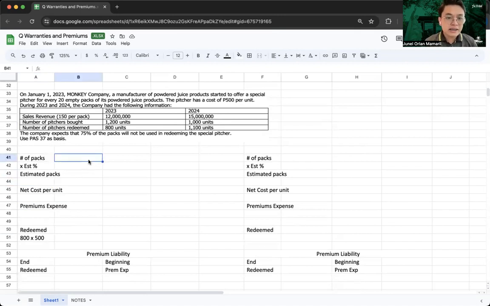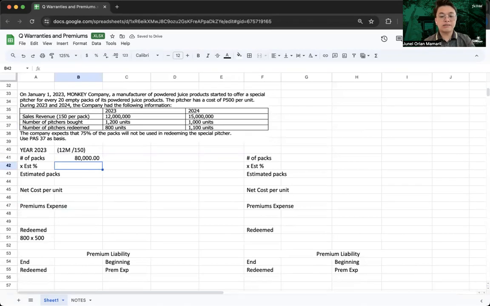First, ilan yung ating number of packs? So, Monkey Company, a manufacturer of powdered juice products, started to offer a special picture for every 20 empty packs of its powdered juice product. The picture has a cost of 500 pesos per unit. Okay. So, we have sold in year 2023 12 million and it costs us 150 per pack. Yan yung sales price niya. So, ilang number of packs yung binenta natin? So, we have sold 80,000.